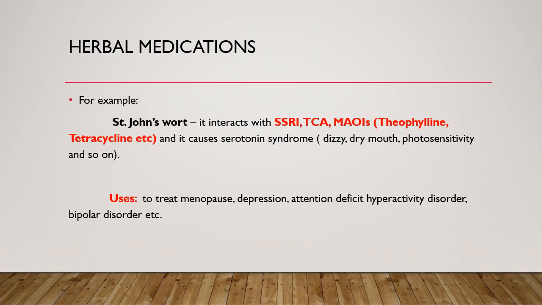So what do you need to know about herbal medication? For example, I've listed Saint John wort. You need to know which drugs it interacts with. For example, it interacts with drugs like theophylline and tetracycline. And what does it do? It causes serotonin symptoms like dizziness, dry mouth, photosensitivity, and so on. You also need to know about its uses. Why is St. John wort used? It is used to treat menopause, depression, attention deficit hyperactivity disorder, and bipolar disorder.